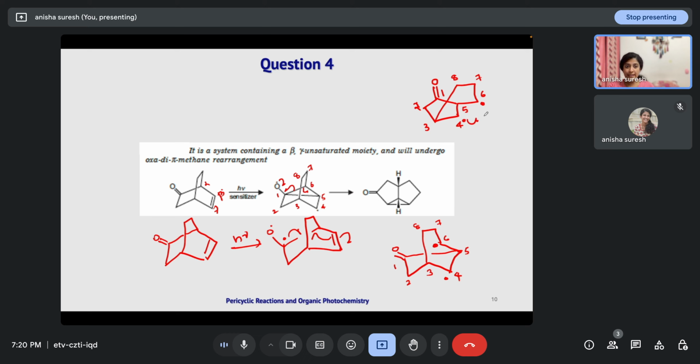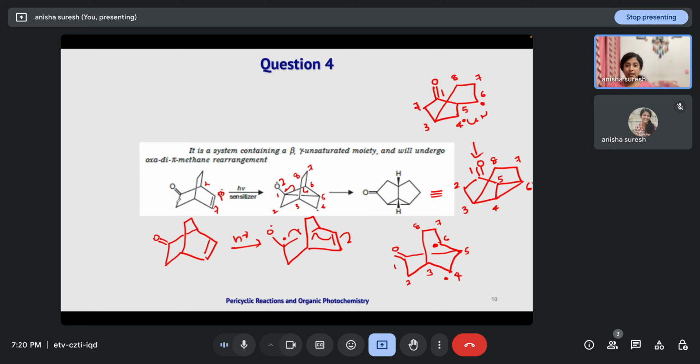Now 4 and 6 radicals will recombine, resulting in the formation of a 3-membered ring. So 1, 2, 3, 4, 5, 6, 7, 8. So you should follow the numbering so that it will be easier to understand. This when we will just rearrange, that will give the structure. Okay, so this is also an example of oxa-di-π-methane rearrangement.